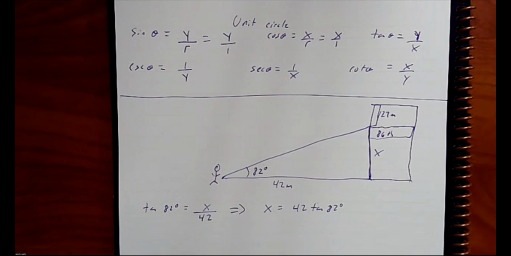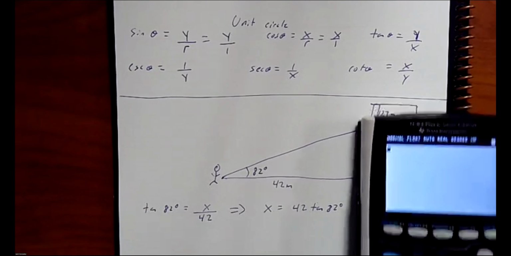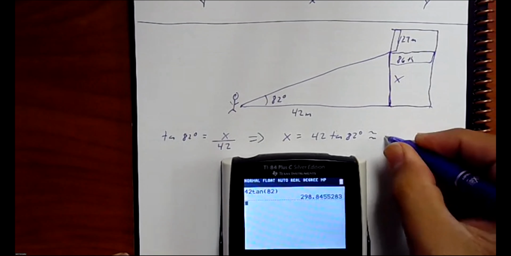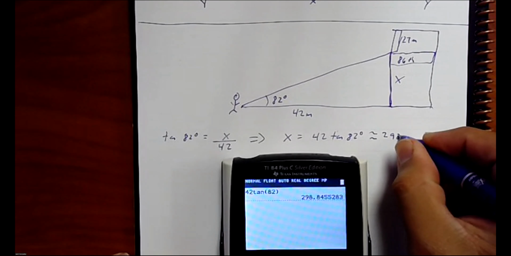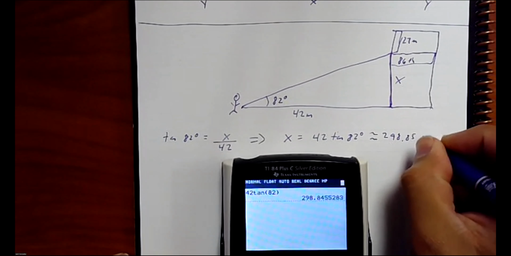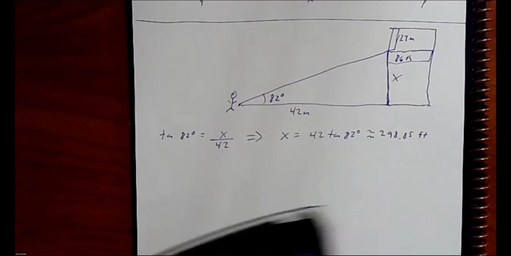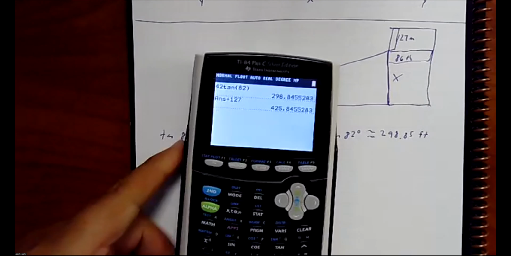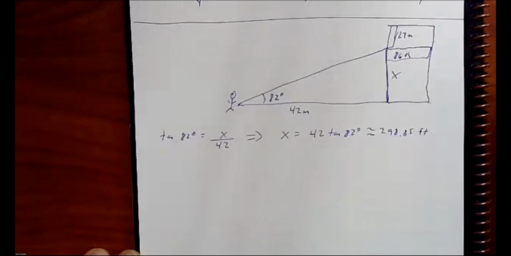All right, so I got to switch back to degrees. So I changed it. So here I have to use calculator. So 42, tan, 82. So this is 298.85 feet. So just add that 127. And we know the height of the building. It'll be 425.8, which is what they had, right?